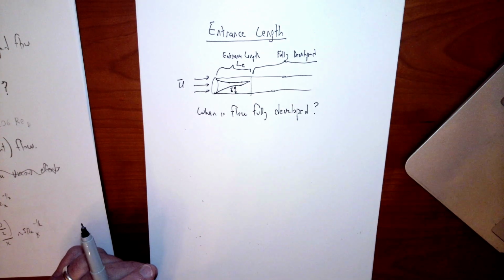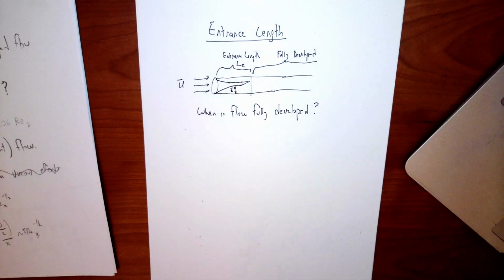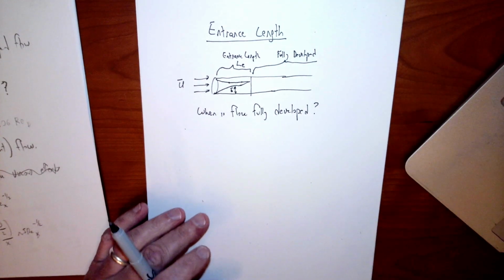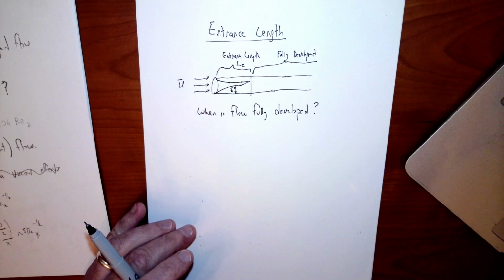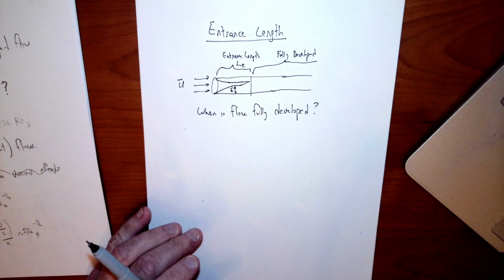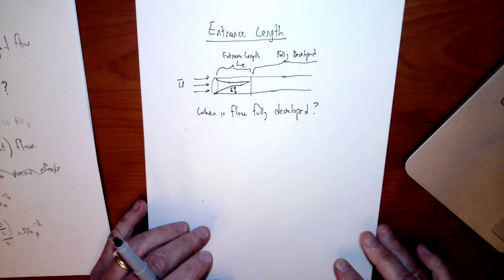So we've got a lot of expressions for how to calculate flow velocities and pressure gradients if the flow is fully developed in either a parallel plate channel or a pipe, but we don't yet know when it will be fully developed. So that's the point of this part of the lecture.